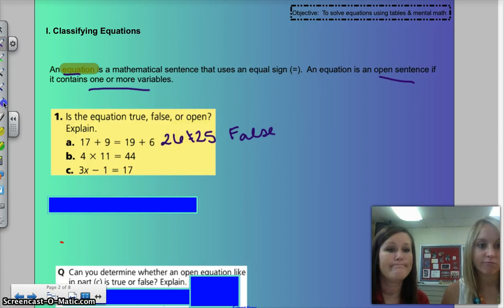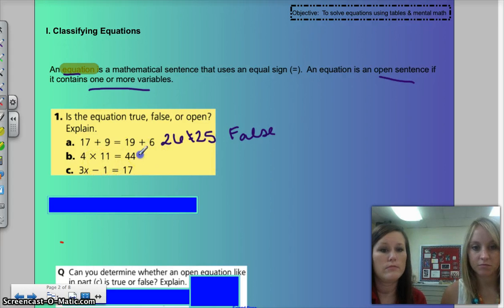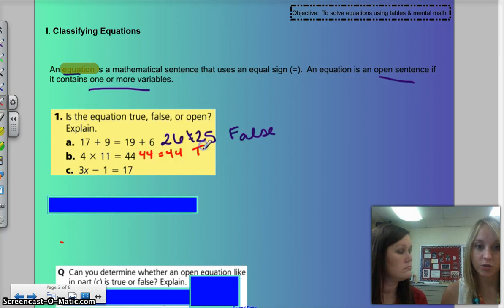Easy peasy. Okay, number B, 4 times 11 equals 44. Yeah, 4 times 11 is 44. So that's me explaining, and I say true. Awesome. Okay, now C, true, false, or open.